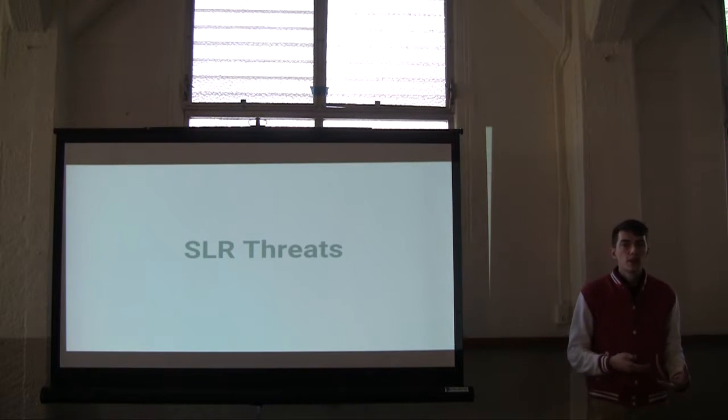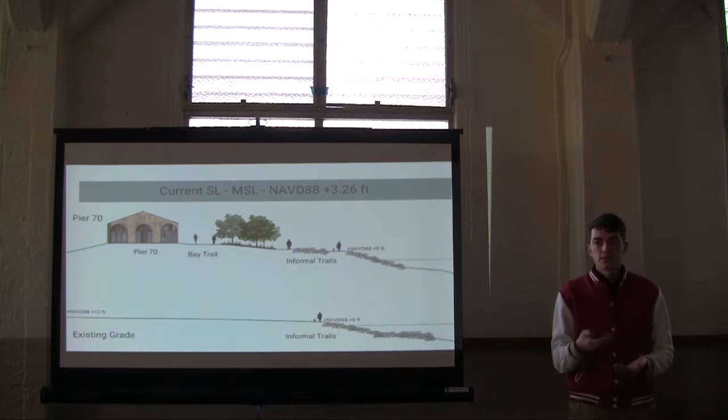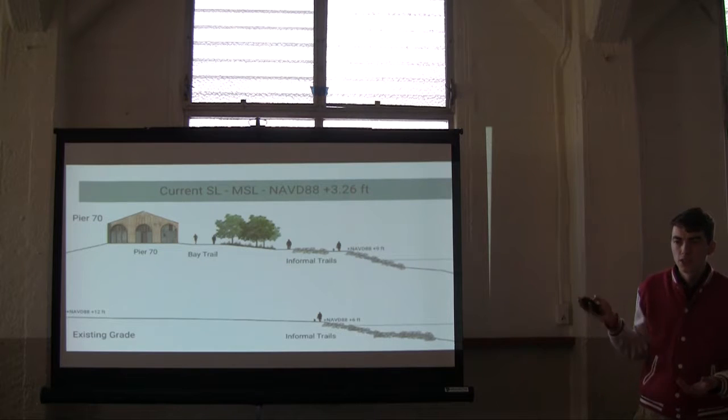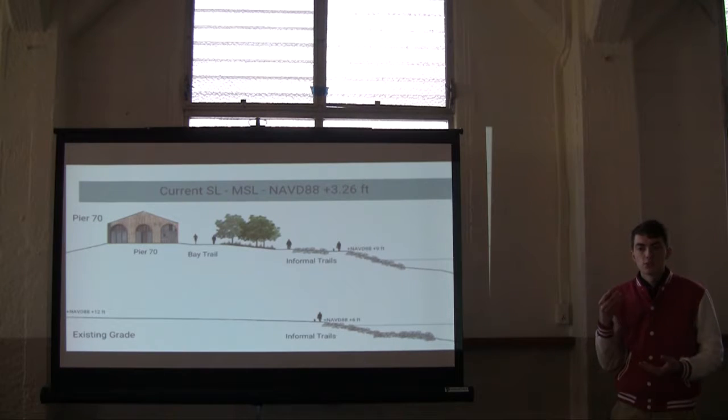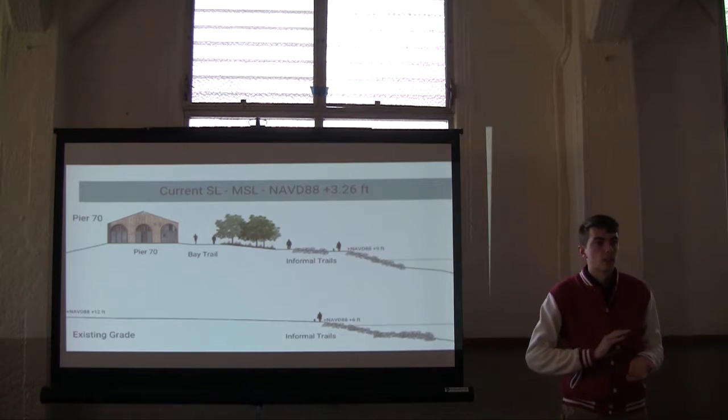But with that, we had to look into the future threats to the area, a major one being sea level rise. And so we have some sections here. On the top, we have Pier 70, which is along the waterfront there. They're planning to do a redevelopment. This is their planned grading at the top, while at the bottom is the existing grade along the waterfront.